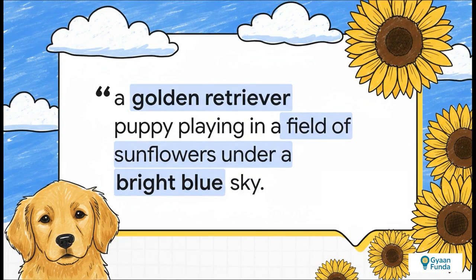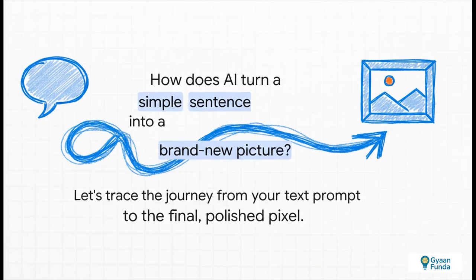Okay, so imagine typing this into an AI image generator. You can see it in your head, right? But how in the world does the computer get there? How does it know what a golden retriever is, or what sunflowers look like, or how to capture the whole vibe of a bright blue sky? Yeah, that's the million-dollar question we're going to tackle today. We're going to walk through the whole journey, from the moment you type your idea to the final, polished image that pops up on your screen.